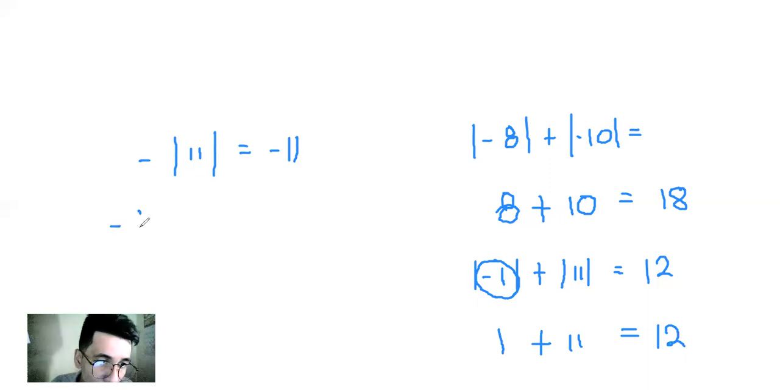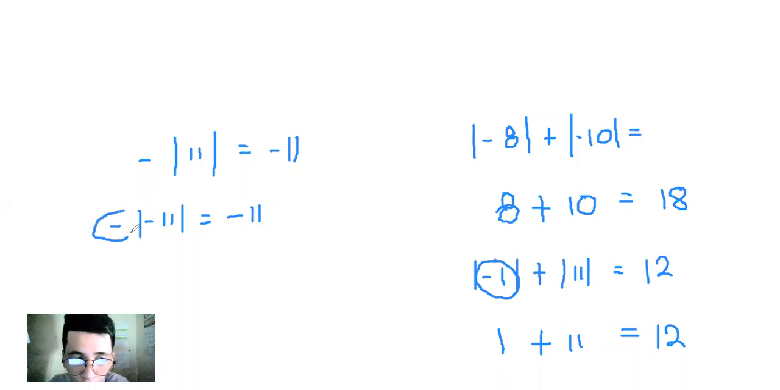For example, we have negative of the absolute value of negative 11. Diba? So this negative 11 will be positive 11. But we have a negative sign outside the absolute value, so we're going to write the negative sign first. Then is equal to negative, then the absolute value of negative 11 will become positive 11. Although it will turn into negative 11 pa rin, kasi nasa labas na ng absolute value yung negative sign natin. Okay? So, naunawaan ba?